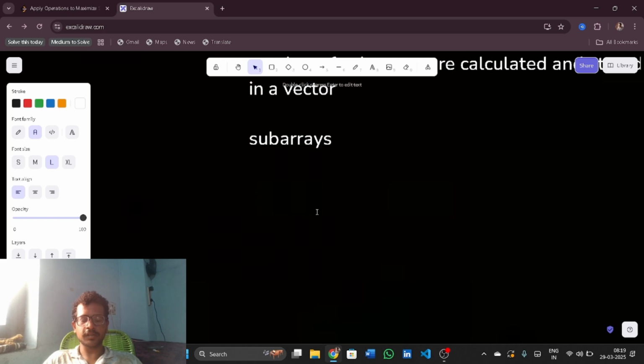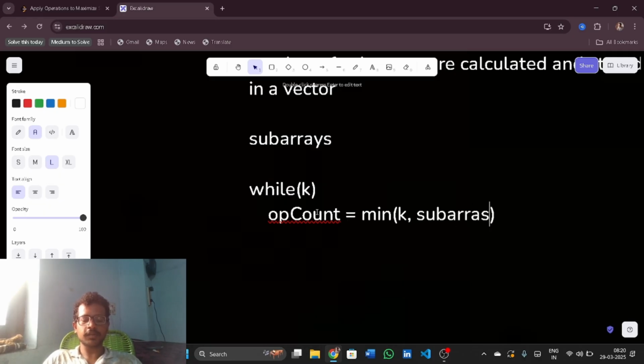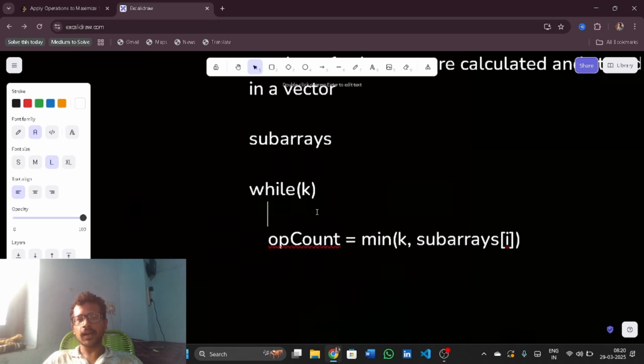Now after this, I would get these subarrays, but before that, while k is something like operations, I cannot do all those operations. I would do k minus equal to the current operation count. Let me say that operation count is equal to the minimum of k and subarrays of I. But before that, can I take the I every time? No, nothing like this.